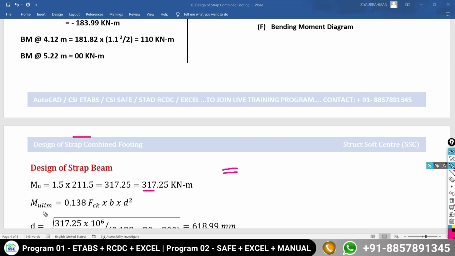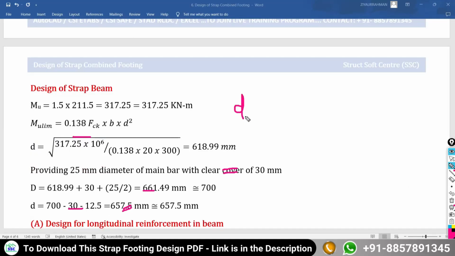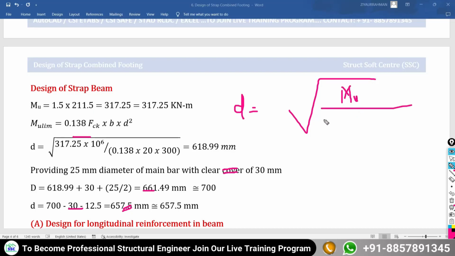Now, what is the ultimate bending moment formula? Mu = 0.138 fck b d squared. So actually we want to calculate how much effective depth of the beam is required. So the formula becomes d equal to the square root of Mu, the ultimate moment, divided by 0.138 fck b. This is the formula to calculate the effective depth.